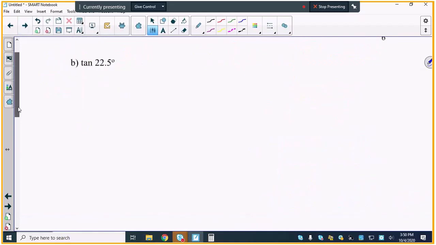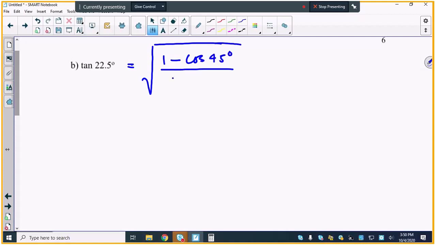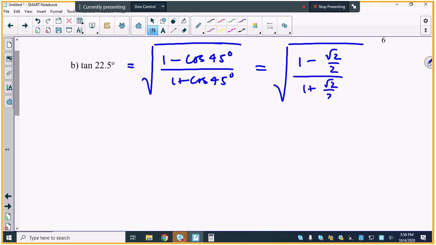I want to do tangent 22.5 degrees. So remember, you are already in the first quadrant, so don't have to worry about the absolute value. I just have to write it as, in the formula, square root of 1 minus cosine alpha. But alpha will be double of this half angle, which is 45 degrees. And then over 1 plus cosine of 45 degrees. And then simplify. So square root of 1 minus square root of 2 over 2 over 1 plus square root of 2 over 2, which is equal to square root of 2 minus square root of 2 over 2 over 2 plus square root of 2 over 2.